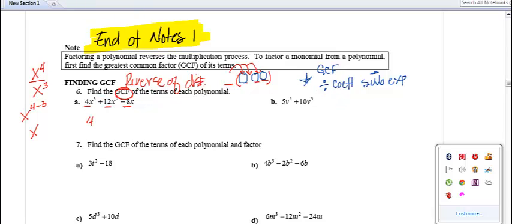And again, this will become second nature. You'll be able to do this quickly. Later on, once you see it and do it a few times, it becomes pretty common for you. So looking at this, we got our coefficients. We divided out a 4. We said that was common between all of them.